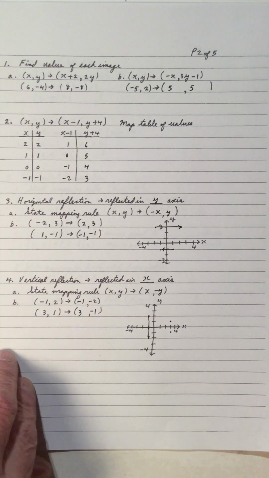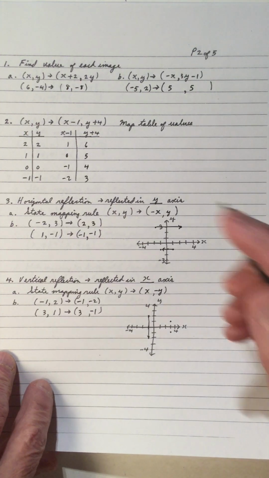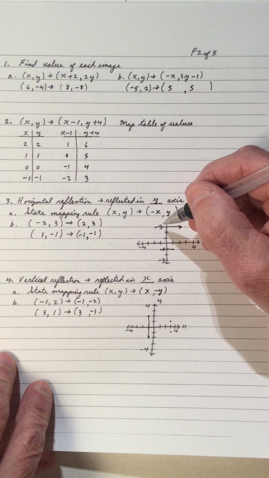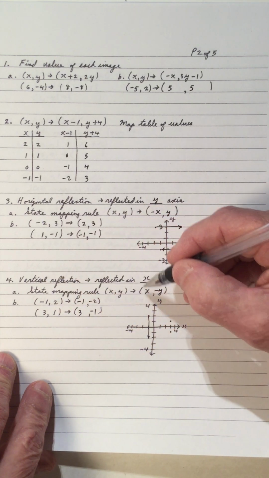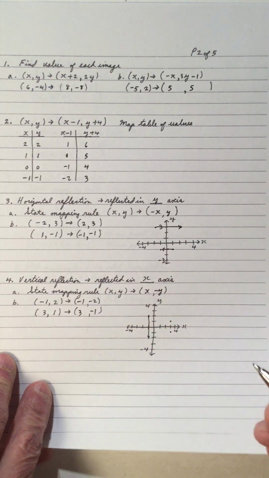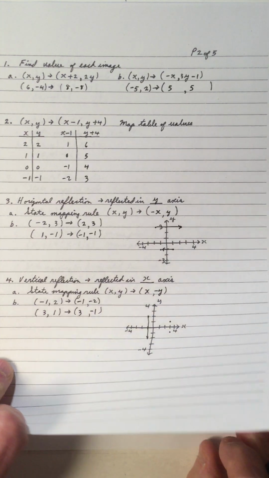Okay, so again, a horizontal reflection is you reflect in the y-axis. You change the x. A vertical reflection is up and down. You reflect in the x-axis and you're changing the y value.